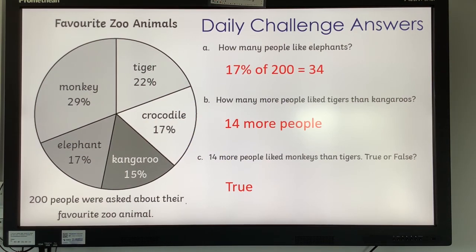17% of 200 is 34. How many more people liked tigers than kangaroos? 14 more people liked tigers than kangaroos. And 14 more people liked monkeys than tigers. That is also true. Well done if you got those right.